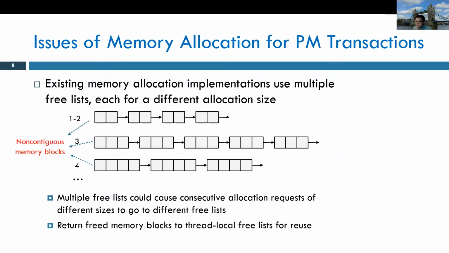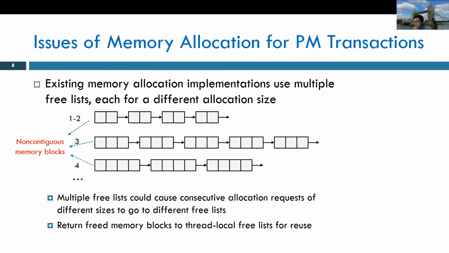Besides the issues of the existing transaction mechanisms, we also found that the allocation and deallocation algorithms used in the existing conventional memory allocators are not efficient for transactions on persistent memory. First, the existing allocators usually use multiple free lists for each thread. Each free list supports allocation requests for specific sizes. Such size class-based memory allocation is used to reduce memory fragmentation. However, it allocates non-contiguous memory blocks to consecutive memory allocation requests if they are fulfilled by multiple free lists.